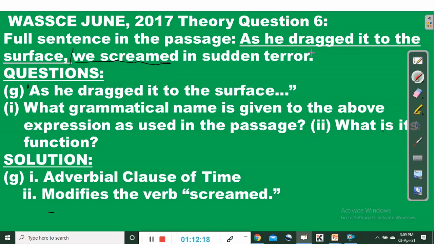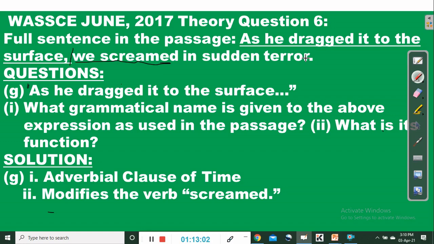All right. Now, let's eliminate this underlined expression, and then let's echo the remaining part of the sentence and raise a question. We say, we screamed in sudden terror. There are different types of questions that will naturally arise. One of the questions that should arise: why? Why did we scream in sudden terror?